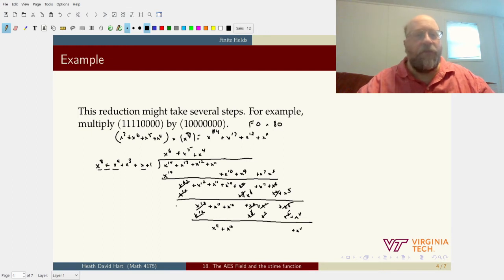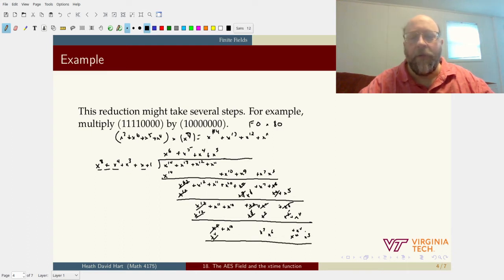X to the 11th is still too big, so we have to take x to the 8th into x to the 11th, and we get x cubed. X to the 8th times x cubed is x to the 11th. X to the 4th times x cubed is x to the 7th. X cubed times x cubed is x to the 6th. X times x cubed is x to the 4th. And 1 times x cubed is x cubed. And so now we have those cancel. We're left with x to the 10th, x to the 7th, x to the 6th, and x cubed.